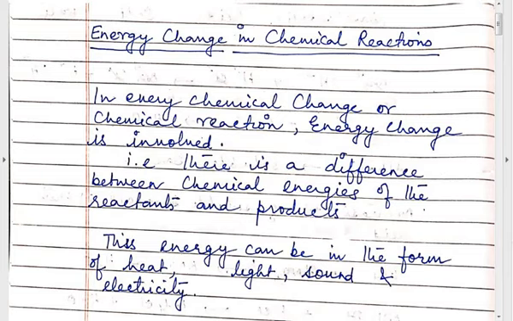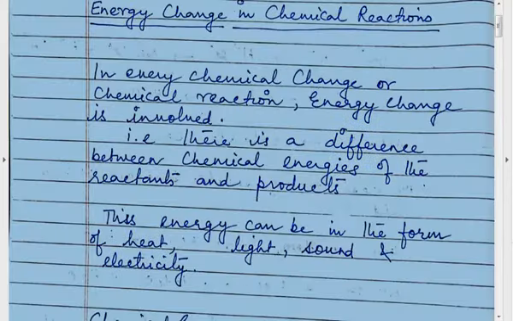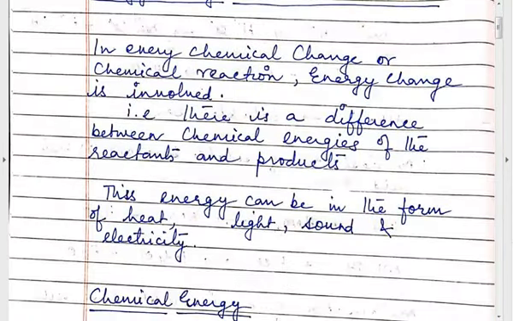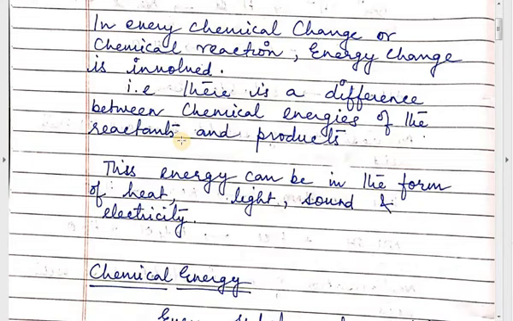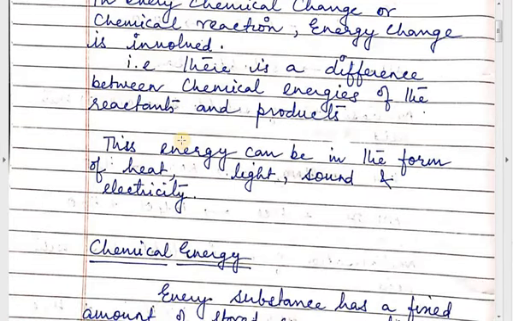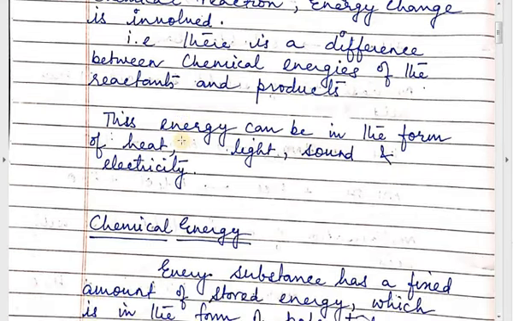Hello children, today we will be doing the last part of chapter 2, energy change in chemical reaction. In every chemical change or chemical reaction, there is an energy change involved. That is, there is a difference between the chemical energies of the reactants and the products of the reaction. Now this energy can be in the form of heat, light, sound and electricity.